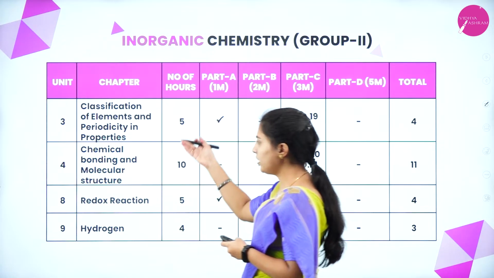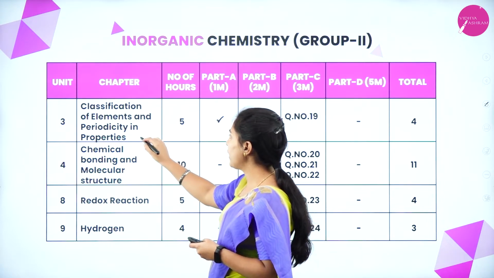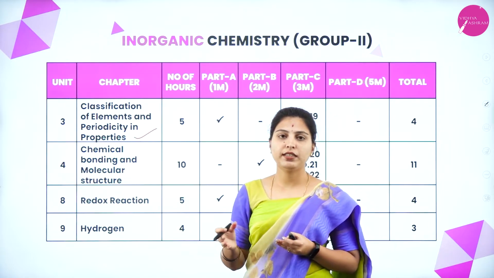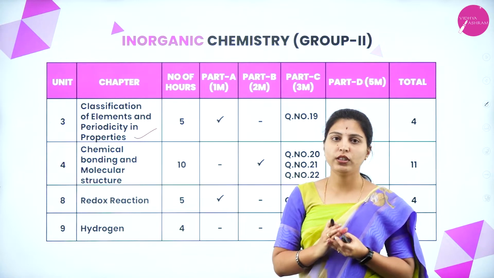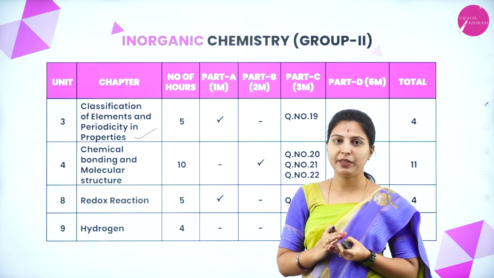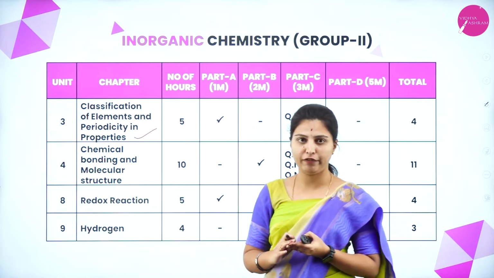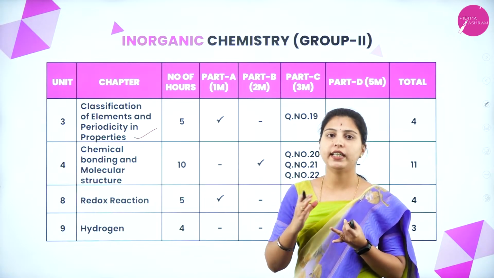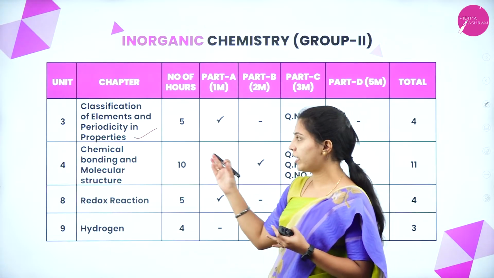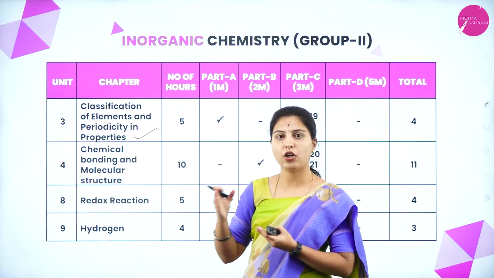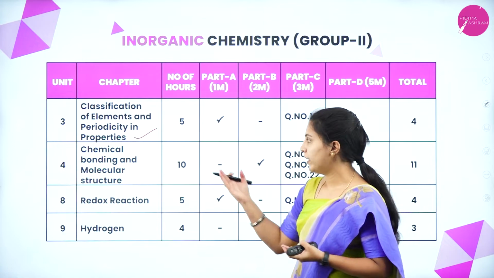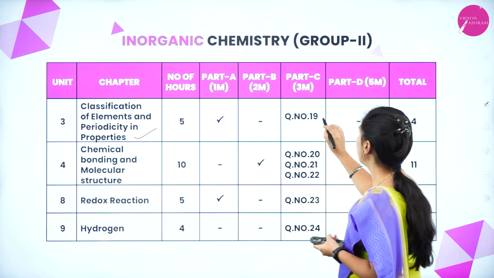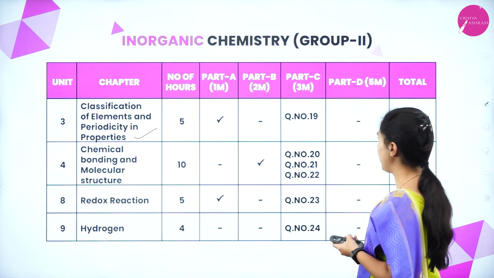In inorganic chemistry, these are the following chapters. First one, classification of elements and periodicity in properties. This means we know the periodic table, how it has been divided into S block, P block, D block and F block. What are the properties of individual blocks, the physical and chemical properties of all the blocks, how the trends go, increasing or decreasing along the period or down the group. Those concepts we will see in this chapter. For this chapter, 1 mark 1 question, 3 mark 1 question, overall 4 marks.